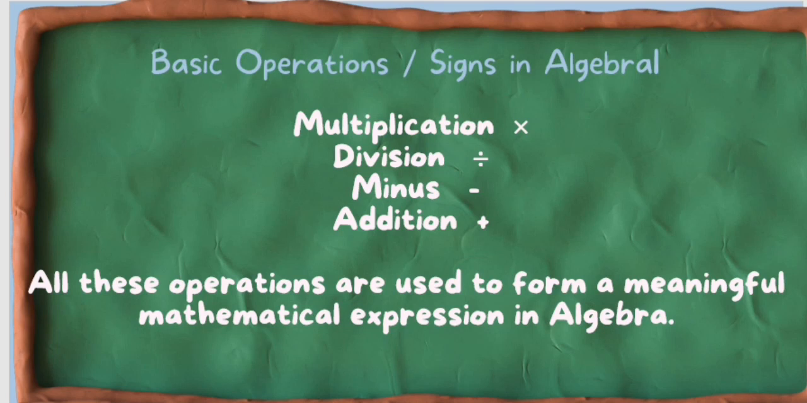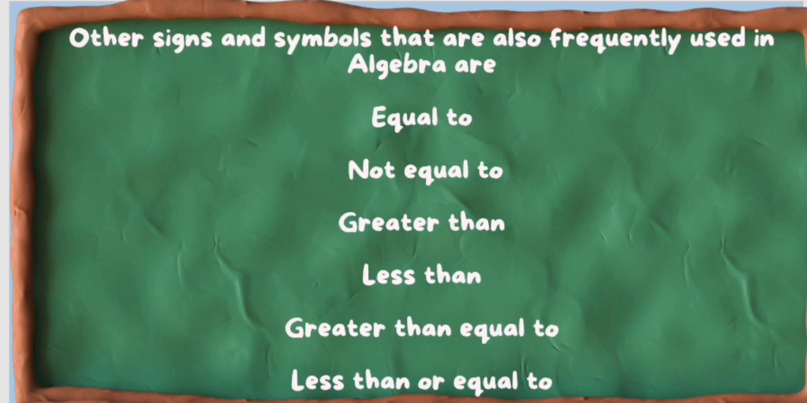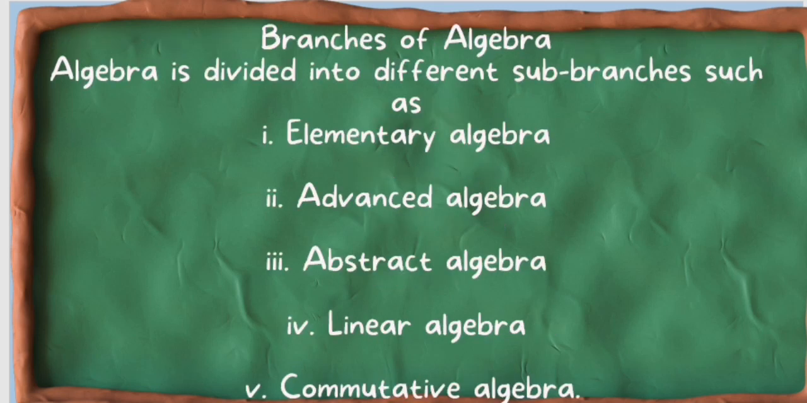The basic operations or signs that are often used in algebra include multiplication, division, subtraction, and addition. All these operations are used to form meaningful mathematical expressions in algebra. Other signs and symbols that are also frequently used in algebra are equal to sign, not equal to, greater than, less than, greater than or equal to, less than or equal to.